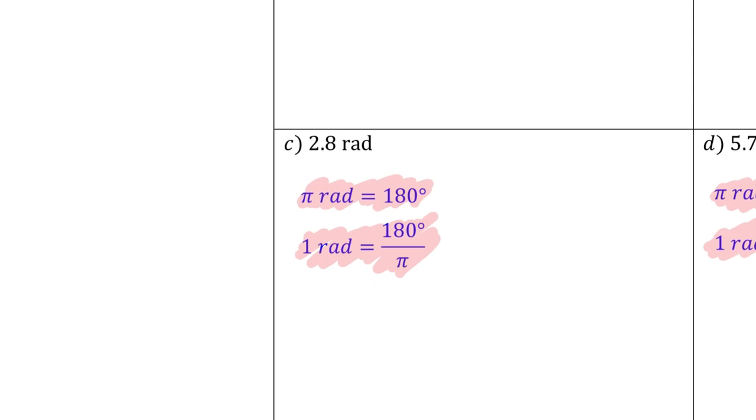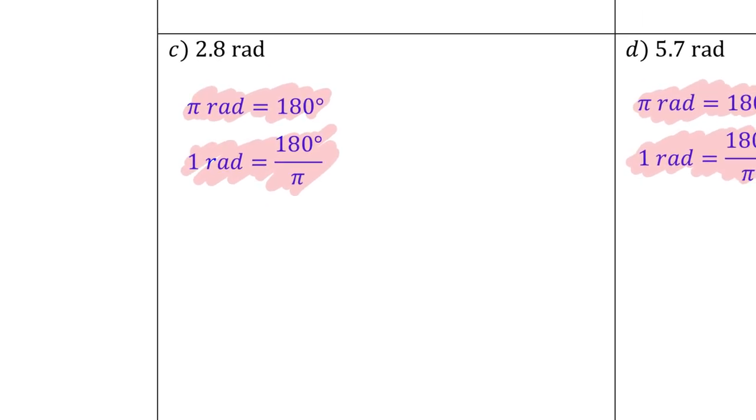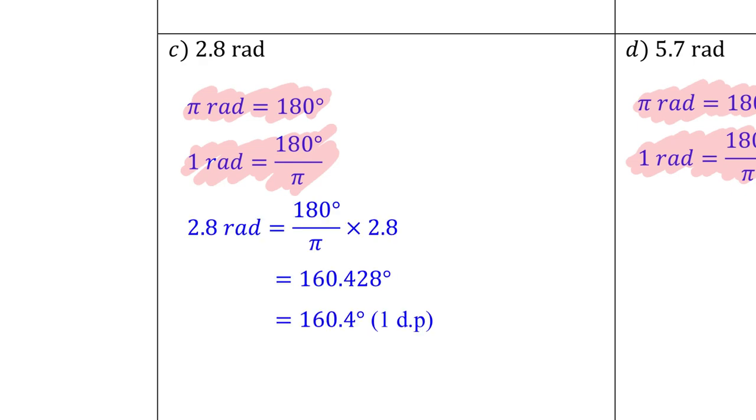And if it is 2.8 radian, I just need to multiply by 2.8, since I know what is 1 radian. And then, as all your answers are going to be given in degrees, we round it off to 1 decimal place. So in this case, 160.4 degrees.